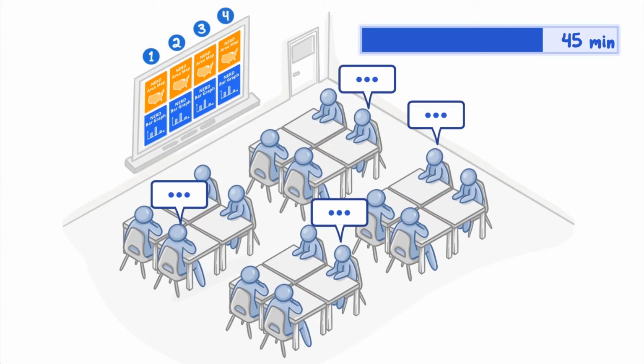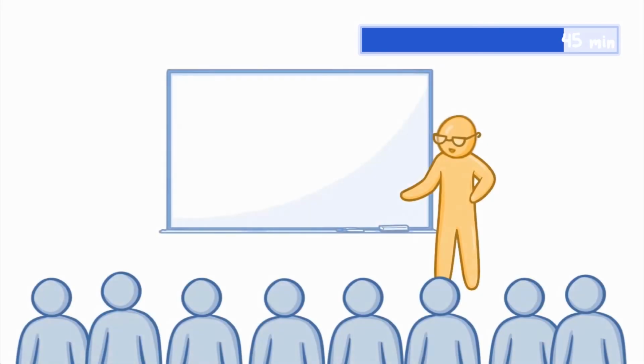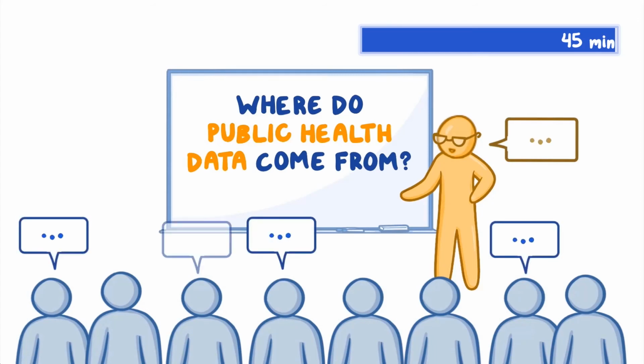Finally, encourage a class discussion about trends in age and geographic distribution over time using data from the graphs and maps. Spend the last 10 minutes wrapping up and reviewing where public health data come from. Suggested discussion prompts are provided in the lesson plan.